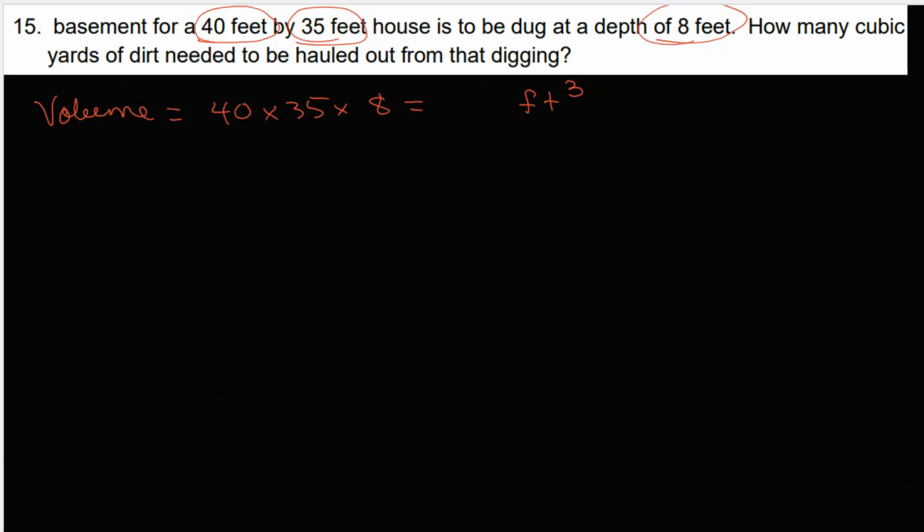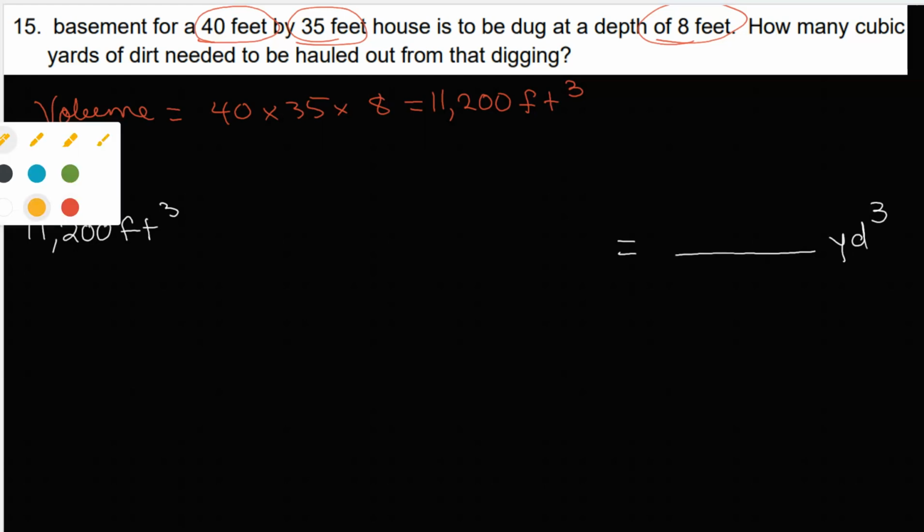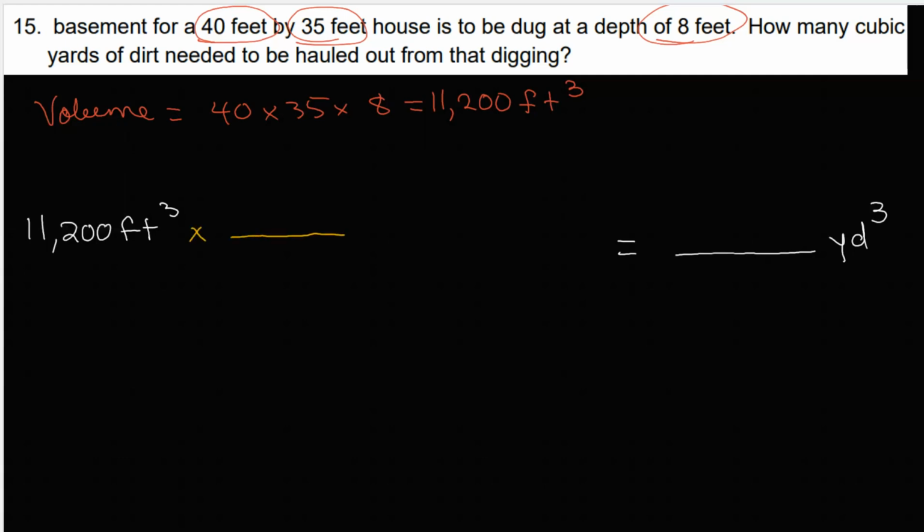So what number is that? 40 times 35 multiplied by 8 is going to be 11,200 cubic feet. So in this problem, we are going to go from 11,200 cubic foot, and we are going to end in blank cubic yard. Really I am trying to hit home the idea that if we are going to use unit for volume, we need to go ahead and figure out volume conversion before we use it.